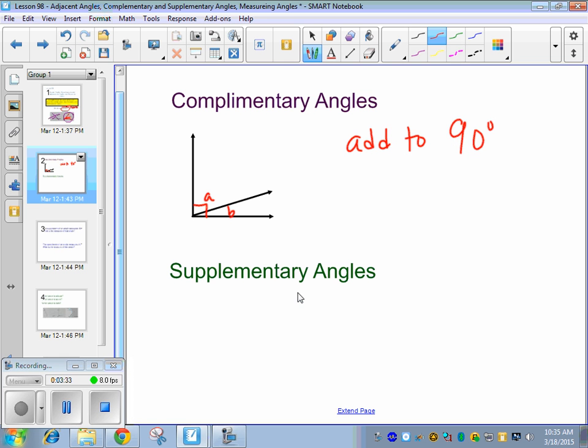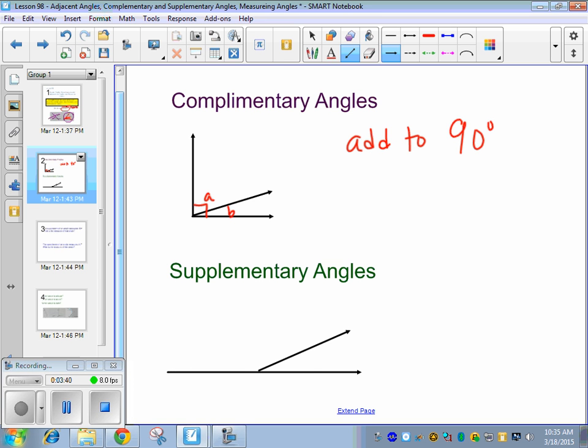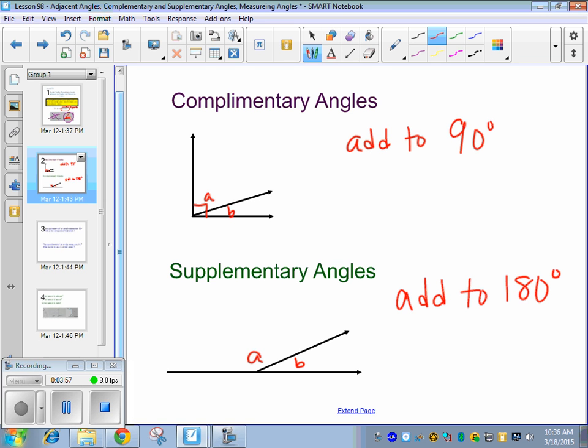And then we have supplementary angles. Anybody know supplementary? 180. Yes. Can you have more than 2 complementary angles? No, just 2 angles. Okay. So supplementary angles make a straight line right here, because a straight line is 180 degrees. So supplementary angles add to 180 degrees. So they might be like 150 and 30. Those add to 180, so they are supplementary.